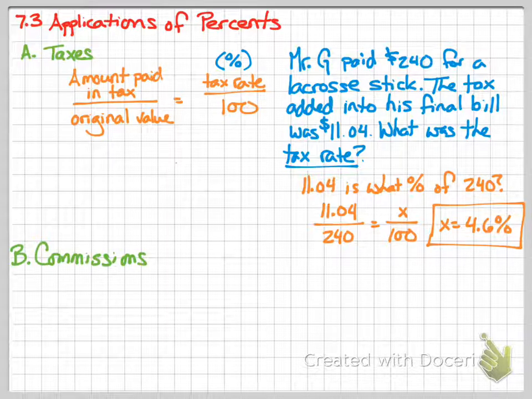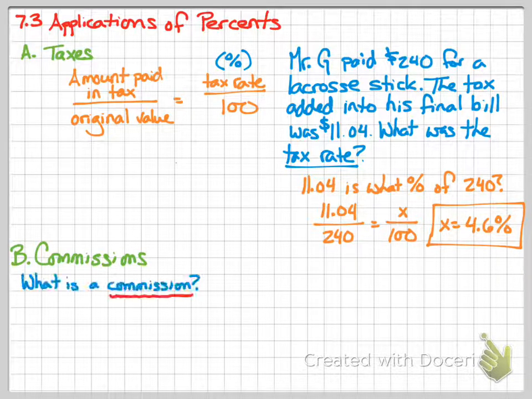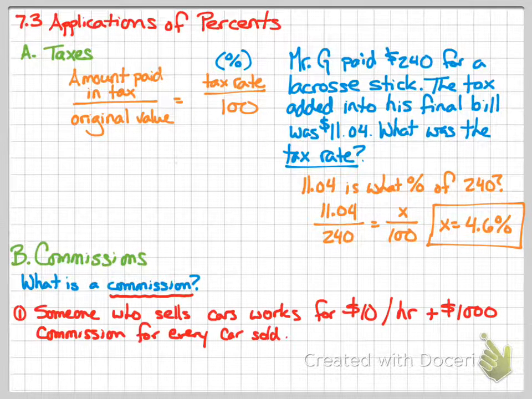Now, a new one that we'll see is based on commissions. So the first thing you might want to ask yourself is, what is a commission? A commission is, well, I'll give you two examples. First one here is someone who sells cars. They work for some sort of hourly wage, let's say, but they get a bonus per car they sell. So the $1,000 would be a commission per car sold. So if they work for 4 hours, they get $40. But if they sold 2 cars in those 4 hours, they get an additional $2,000.